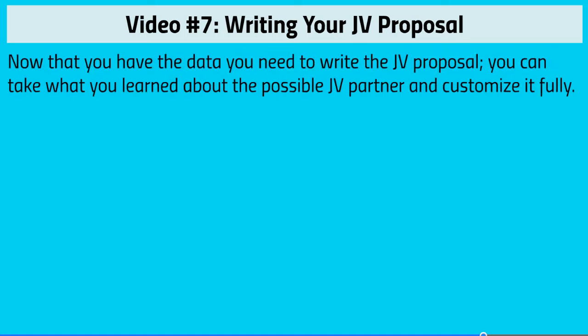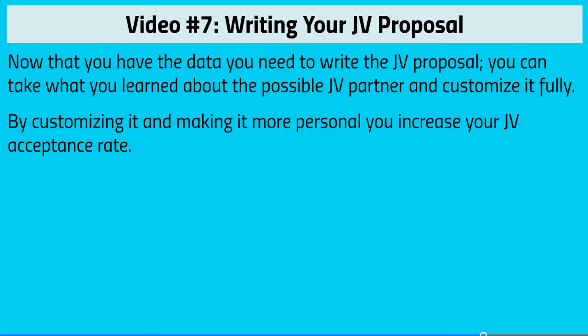So first things first, now that you have the data that you need to write a JV proposal and make sure that you're in the right mindset, you can take what you learned about the possible JV partner and then of course customize it fully. So kind of going back to all the questions that we've asked. What products are they promoting? What products do they have and are selling themselves? What does their list look like? What products are they not promoting? Stuff like that is crucial because then you can apply it to your JV proposal.